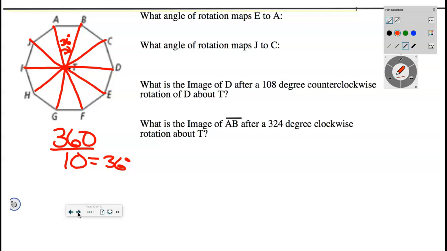All right, let's go to the first one. It says, what angle will take E to A? There's 2 options. I can go with the clock or against the clock, and both answers are correct. But I'm going to go with the clock because it's fewer clicks. So 1, 2, 3 clicks. So I will do 3 times 36 degrees. And I went clockwise, so I should write 180 and maybe put clockwise on there. Right? There's another correct answer though, and that would have been to go 7 clicks counterclockwise.